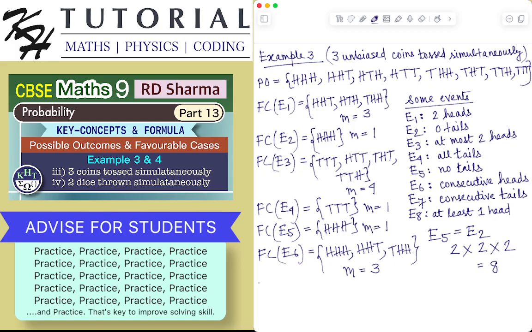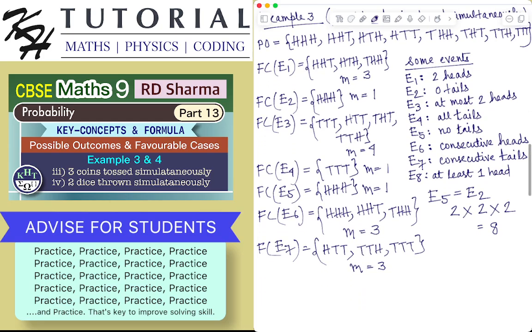Similarly, event E7 is consecutive tails. So what are the favorable outcomes of event E7? We can have head, tail, tail; tail, tail, head; and tail, tail, tail. Here also m is equal to 3.